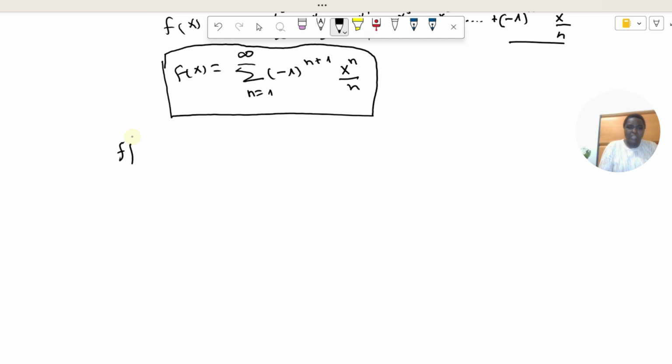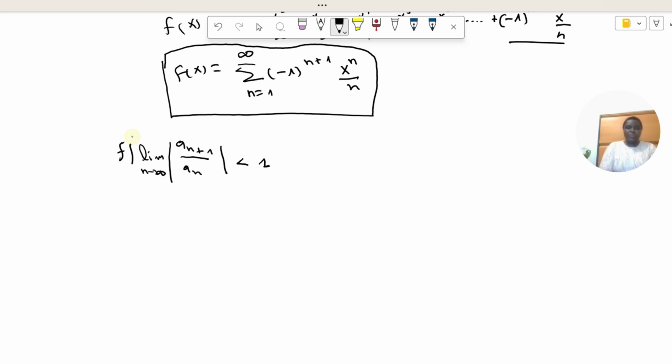The ratio test, how does it work? We have to compute first the ratio between two consecutive terms. Let's say the ratio between the term number n plus 1 and the term n. So this ratio in absolute value, and we compute its limit when n tends to infinity. So this should be less than 1.